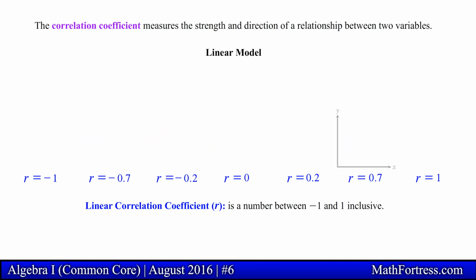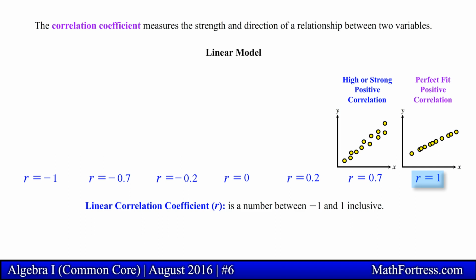If the two variables, x and y, have a strong positive linear correlation, the value of R will be very close to +1. If R is exactly equal to 1, then this indicates a perfect positive fit, and the data will lie on a straight line with a positive slope.